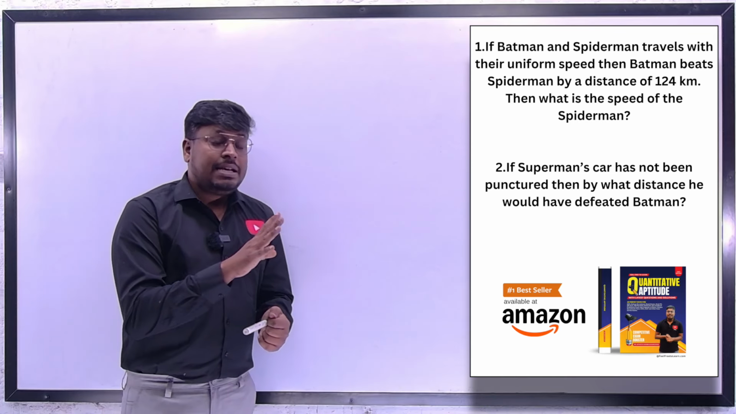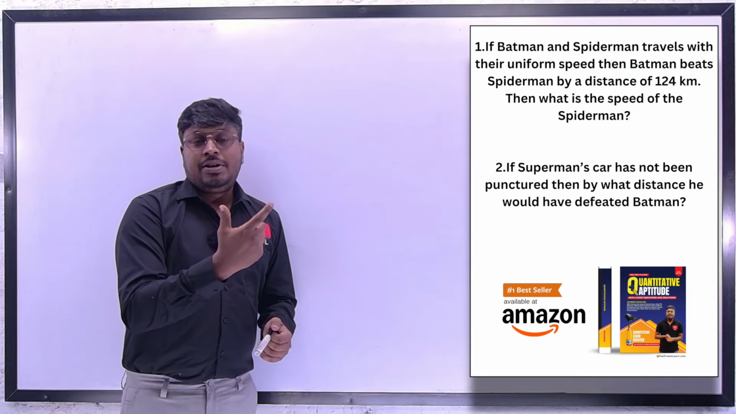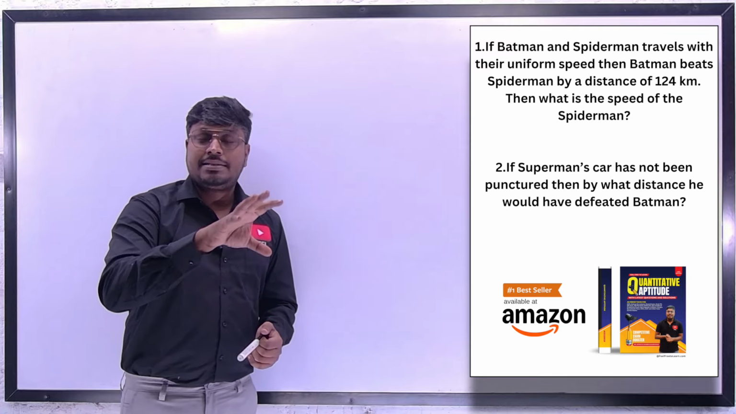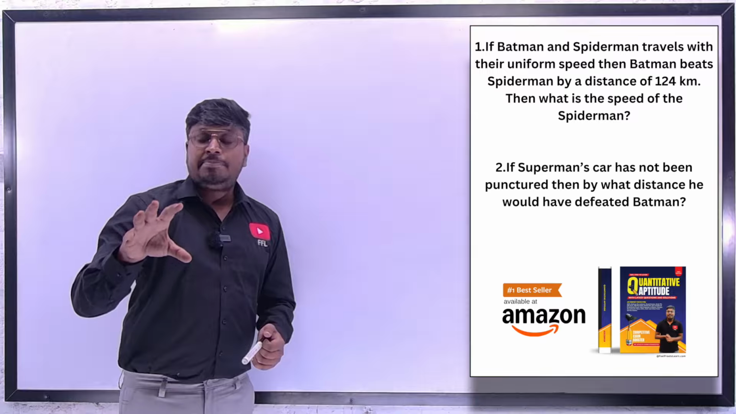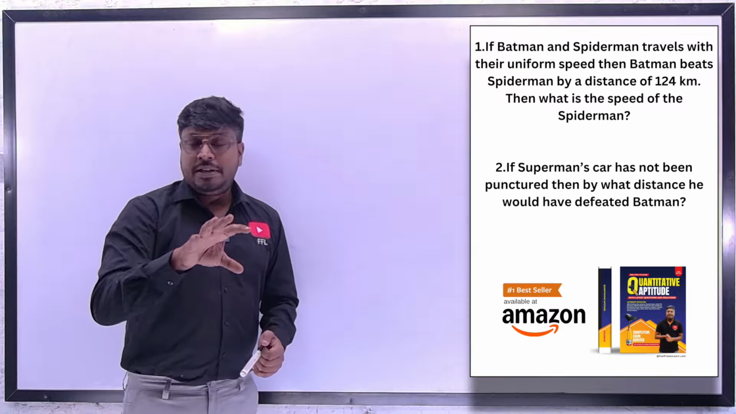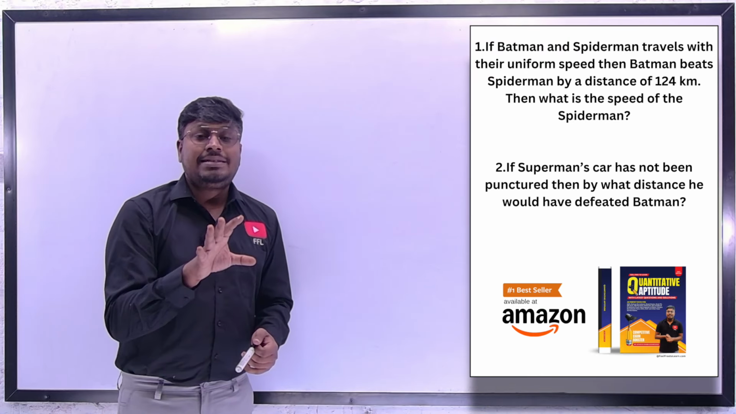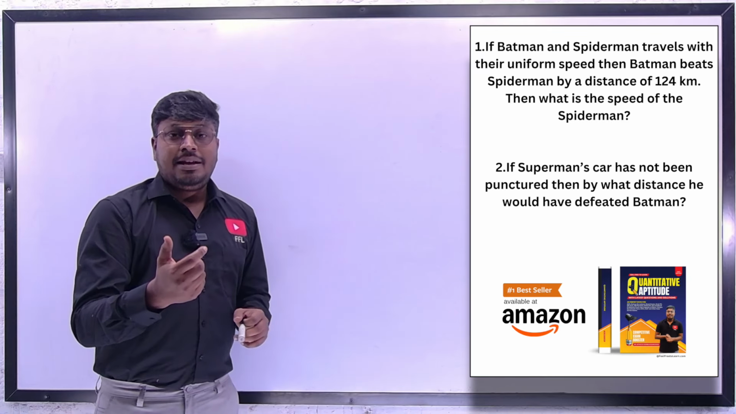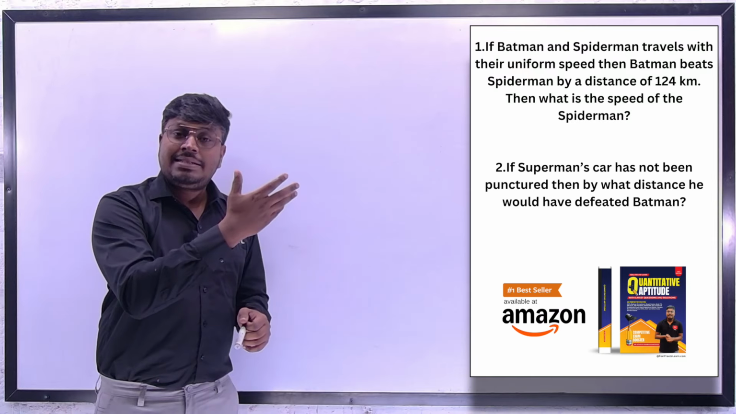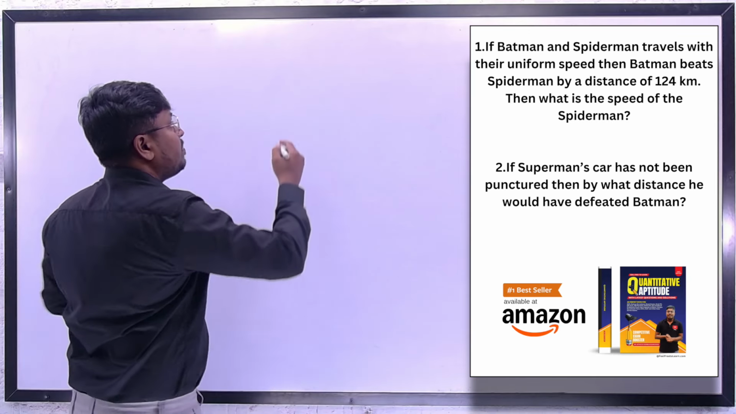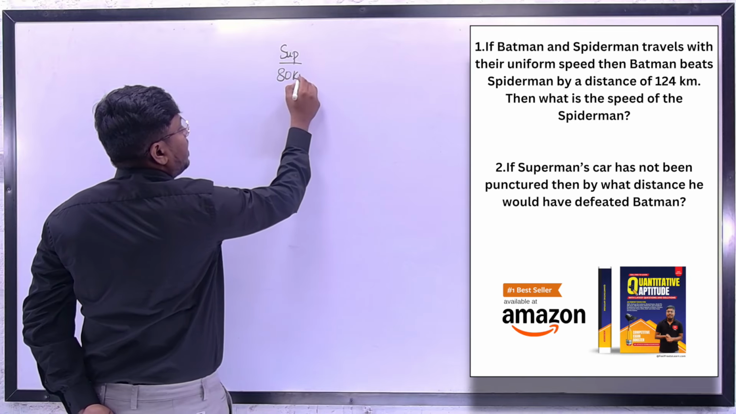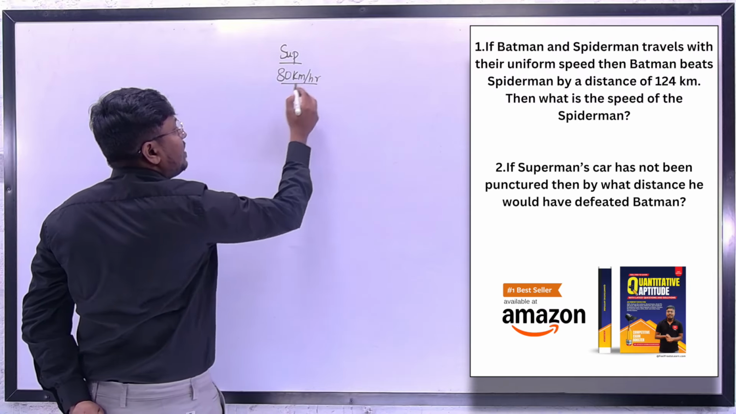So what they are saying is in the data, right? We already know that he had traveled some distance and then his tire got punctured and the speed was reduced to 50%. So now what they are saying is, in case the Superman's car was not punctured, then he could have traveled at the same speed, because the Superman's speed was already given in the question, which is 80 kilometer per hour. This was the data they have given in the question.